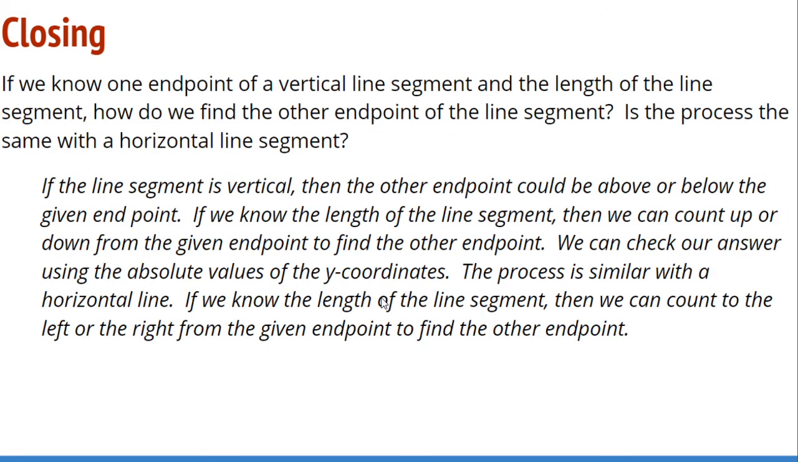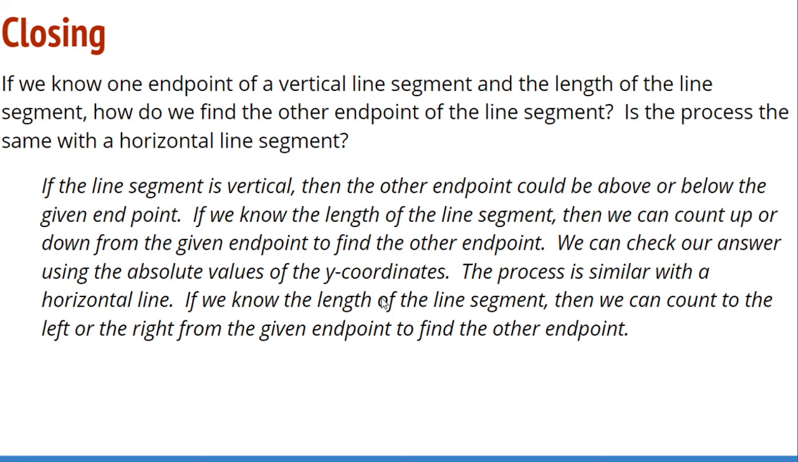If we know one endpoint of a vertical line segment and the length of the line segment, how do we find the other endpoint of the line segment? Is the process the same with the horizontal line segment? So if the line segment is vertical, then the other endpoint could be above or below the given endpoint. If we know the length of the line segment, then we can count up or down from the given endpoint to find the other endpoint. We can check our answer using the absolute values of the y-coordinates.